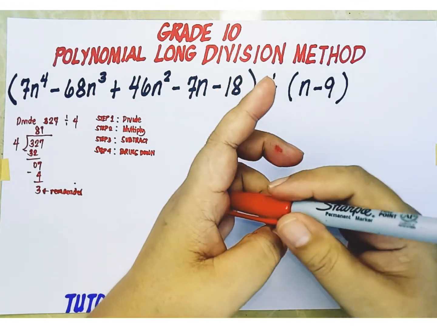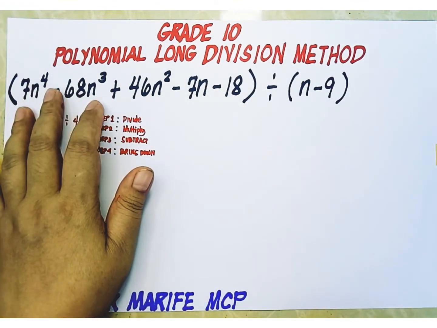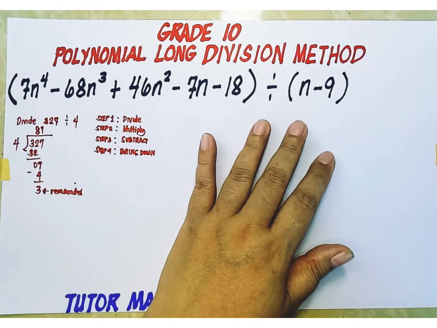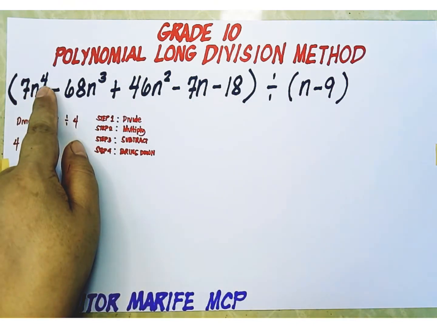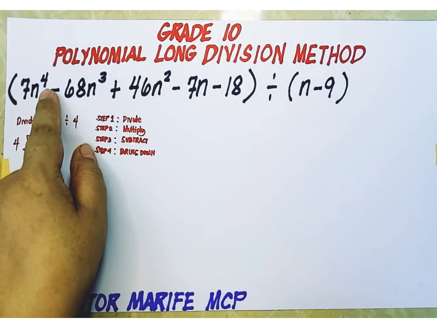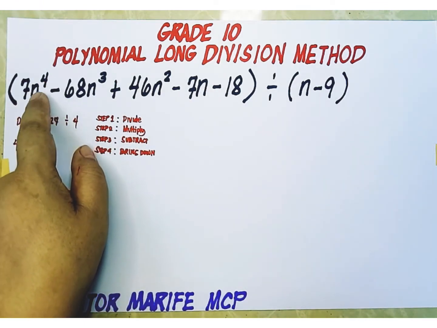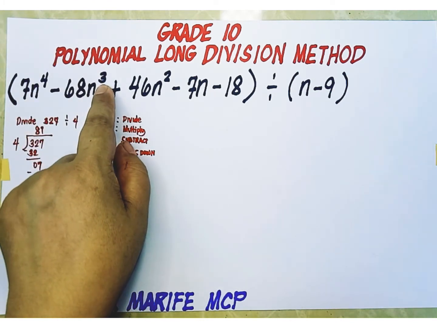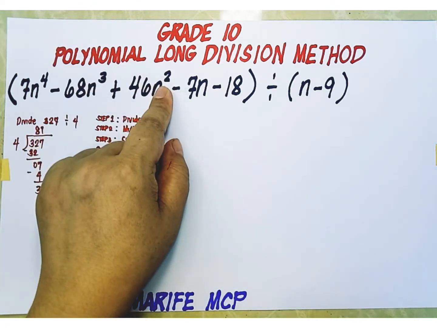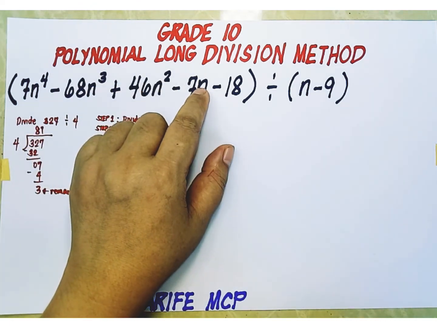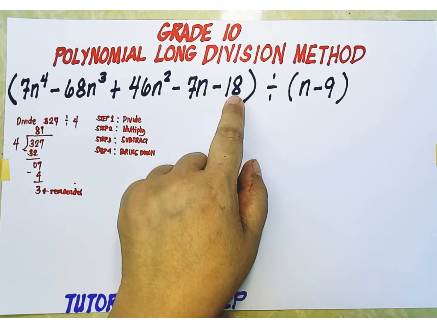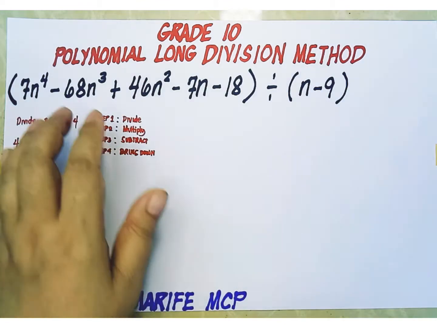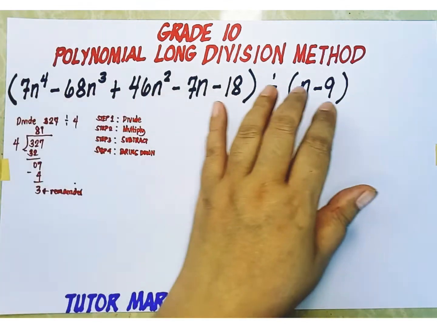1 is to check whether the powers of your polynomials are arranged in descending order. So, in your dividend, the highest power is 4. Next is 3. Next is 2. Then 1. Then 0. A constant has a power of 0. Okay? So, naka-arrange ang powers ng ating dividend.